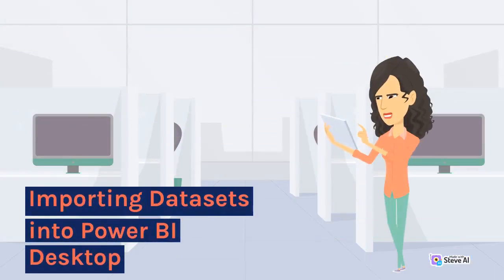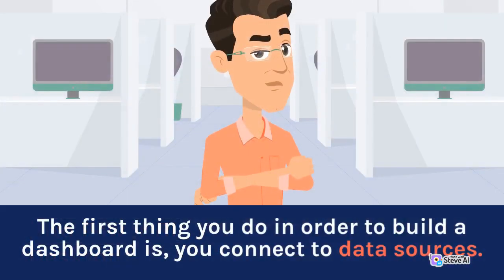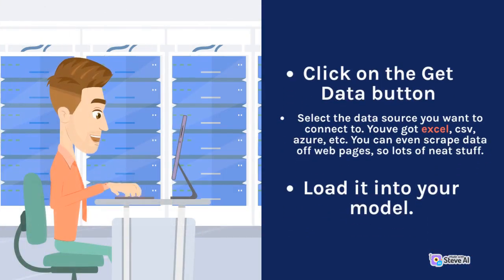Importing datasets into Power BI Desktop. The first thing you do in order to build a dashboard is, you connect to data sources. Click on the Get Data button. Select the data source you want to connect to. You've got Excel, CSV, Azure, etc. You can even scrape data off web pages, so lots of neat stuff. Load it into your model.